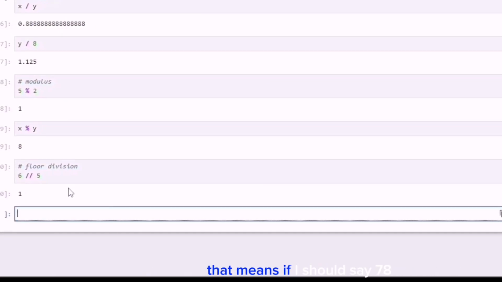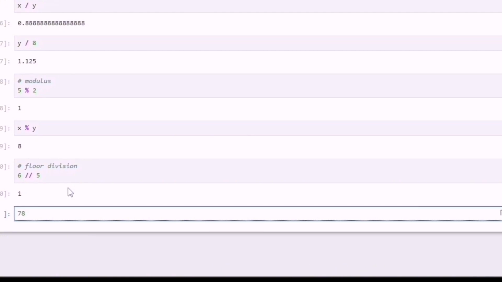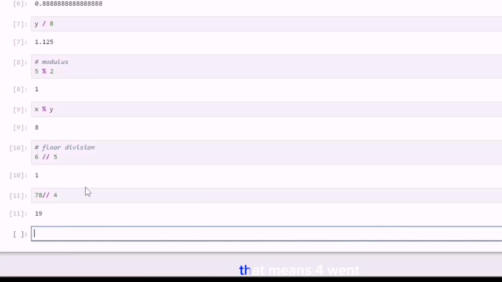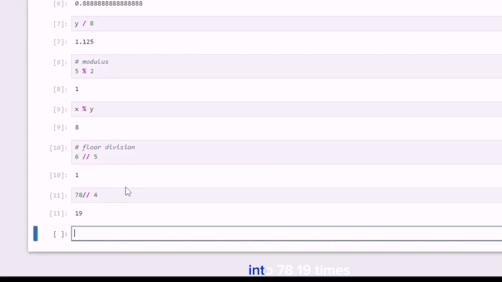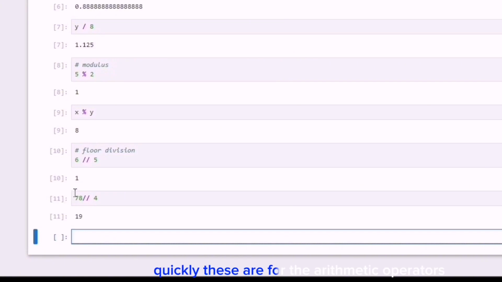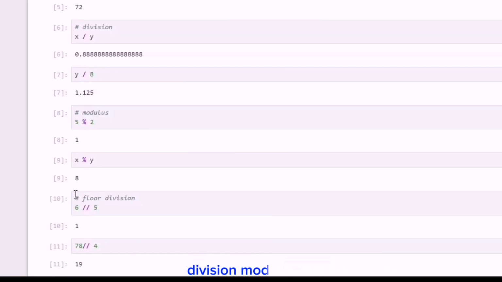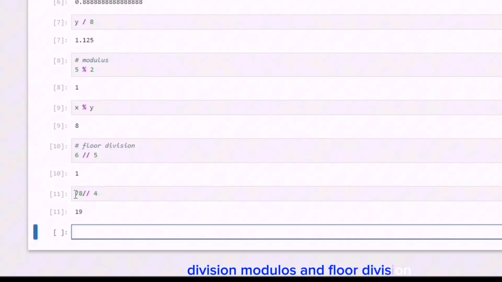That means if I should say 78 divided by 4, this should give me 19. That means 4 went into 78 19 times. For those of us who know maths, you understand what I meant. So quickly, these are the arithmetic operators. We have addition, subtraction, multiplication, division, modulus, and floor division.